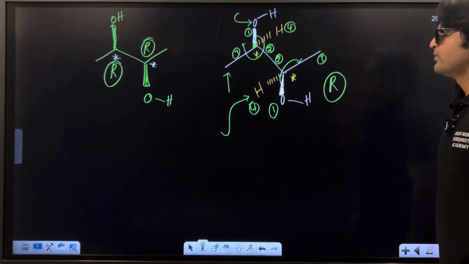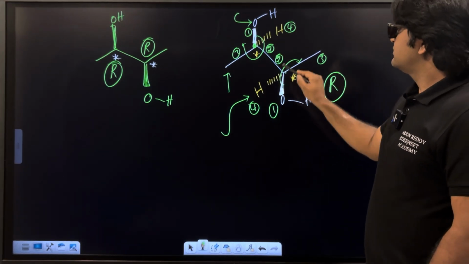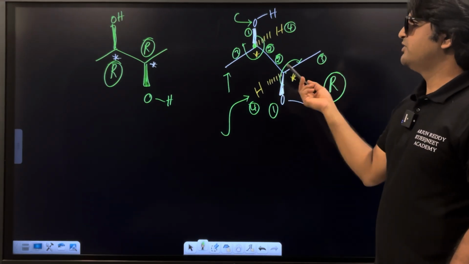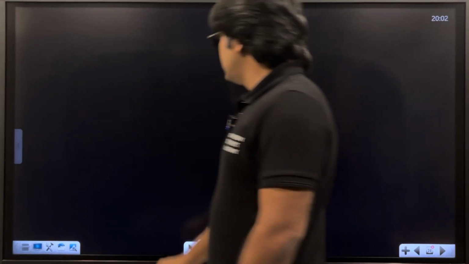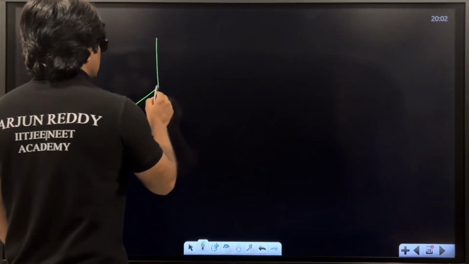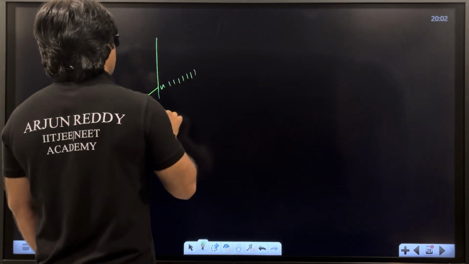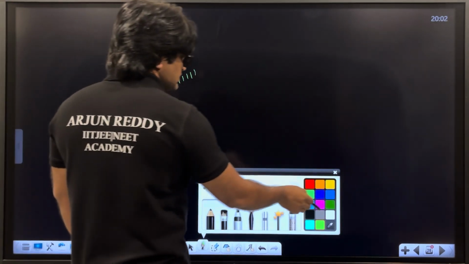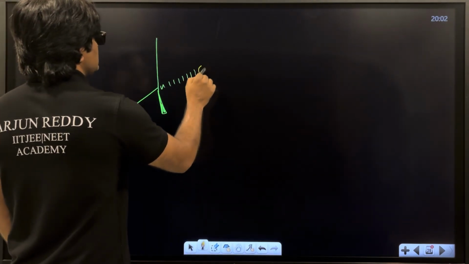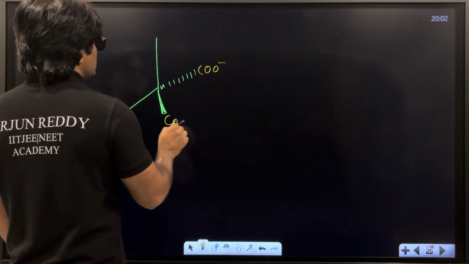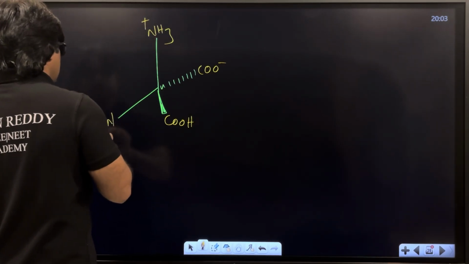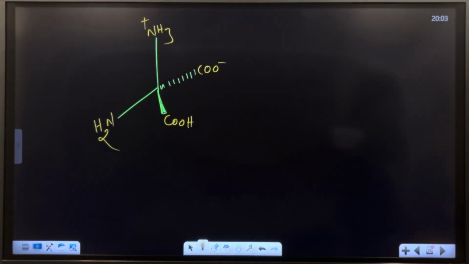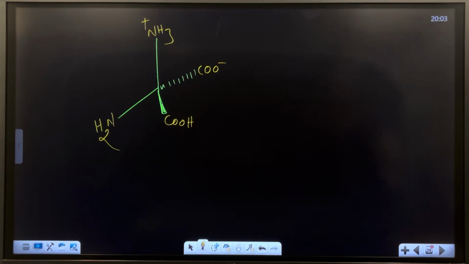So very important: here clockwise direction, next one here also clockwise direction. In both cases we are getting R configuration. Okay, right. Next important example. Here a broken wedge, and something like a thick wedge is given. Here I am taking COO minus and here COOH. Next one NH3 plus and here NH2. What is the RS configuration of this given molecule?